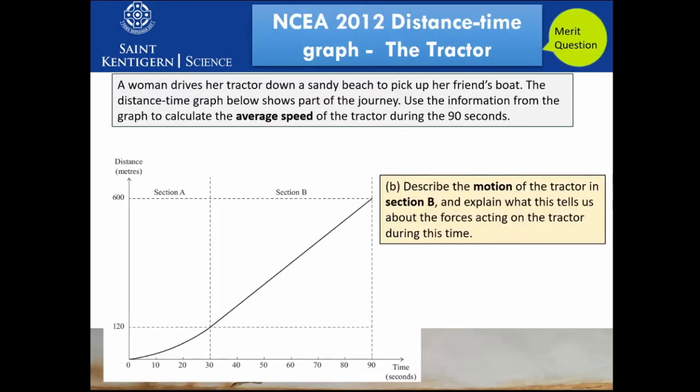Now, in 2012, this was a question. A woman drives her tractor down a sandy beach to pick up her friend's boat. The distance time graph shows part of the journey. Use the information from the graph to calculate the average speed of the tractor during the first 90 seconds. The average speed of the tractor for the first 90 seconds.